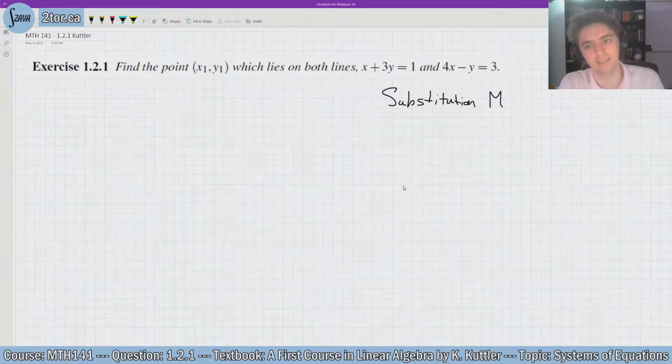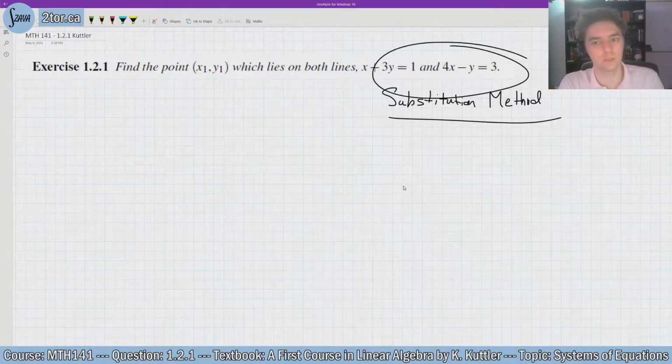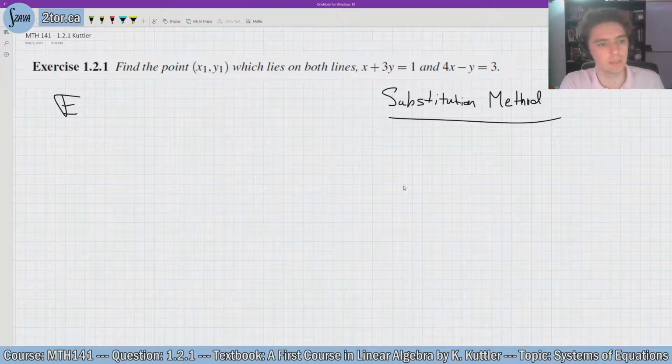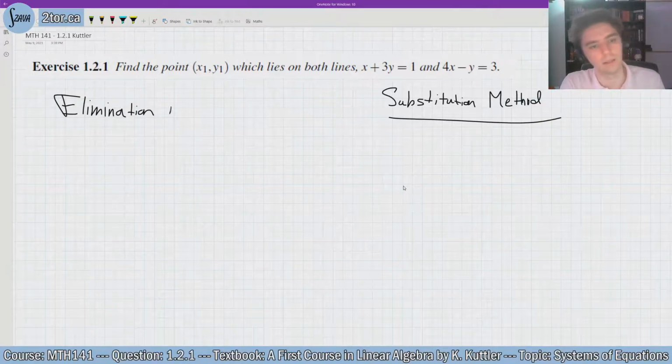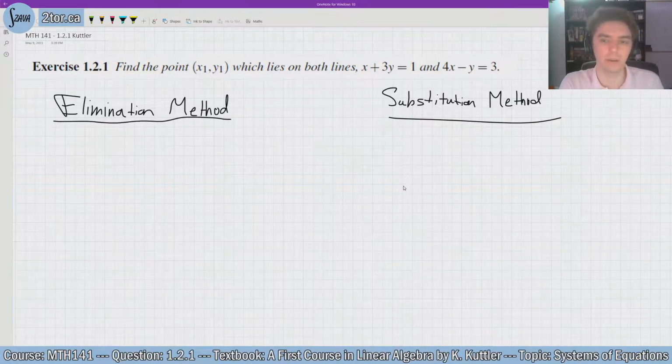Substitution method. Yes, I gotta make sure I spell things right. And that only works for this specific situation. Now there is, of course, the elimination method, which is with the elimination method, so I can't talk and write at the same time. And that is using our elementary operations. So first I'm going to show you how to do it with elementary operations, and then I'm going to show you the substitution method.